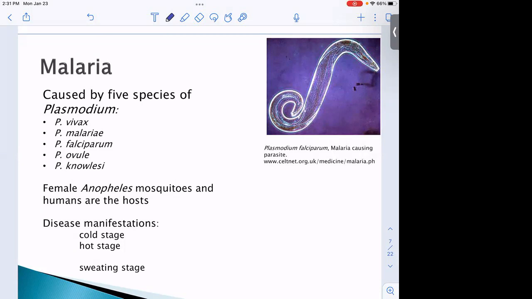So what is it caused by? Five different species of Plasmodium. Now, you don't have to memorize these, but Plasmodium vivax, Plasmodium malariae, falciparum, ovale, and knowlesi. Those are the five different species that cause malaria. And this is just a blow up of that Plasmodium protozoa. Almost looks like a little teeny tiny worm.